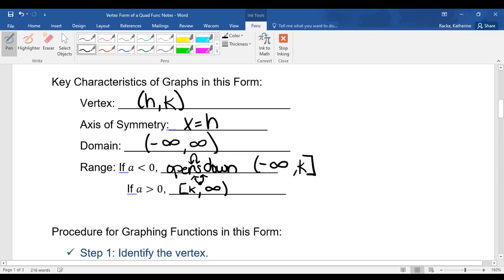Positive infinity, parentheses. Make sure you're getting your bracket and your parentheses correct, okay?